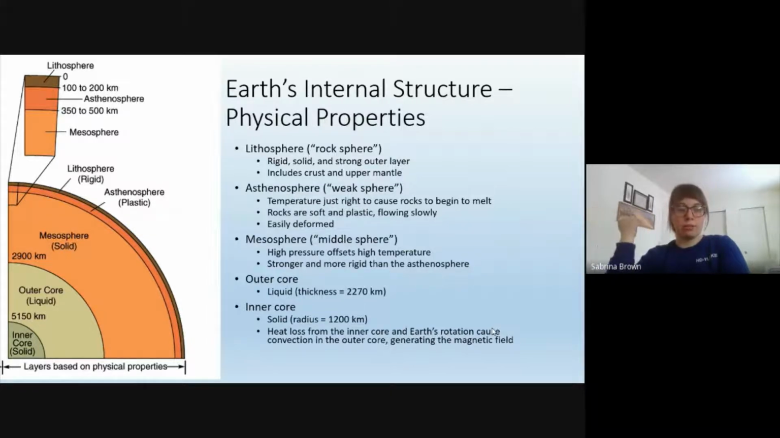And then our inner core is solid. Our inner and our outer core are both the iron-rich chemical core. And as we lose heat from the inner core and Earth rotates, we get convection, movement of this liquid in the outer core, which actually generates the Earth's magnetic field. The Earth's magnetic field is why we are able to use a compass to find north. And it is also the reason why we are protected from a lot of radiation from space.